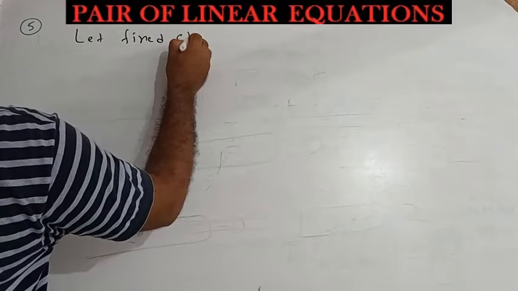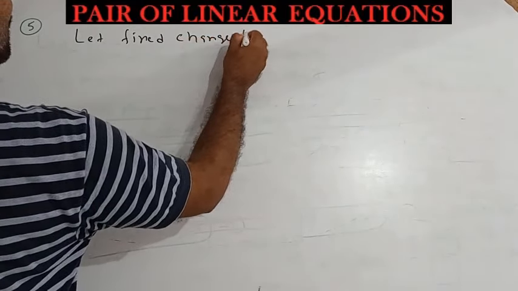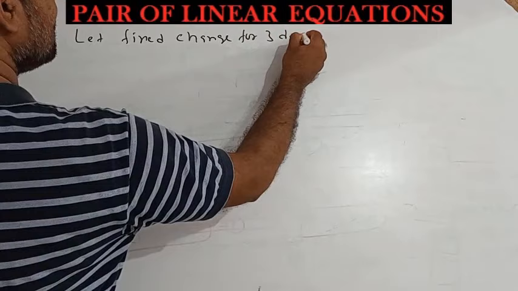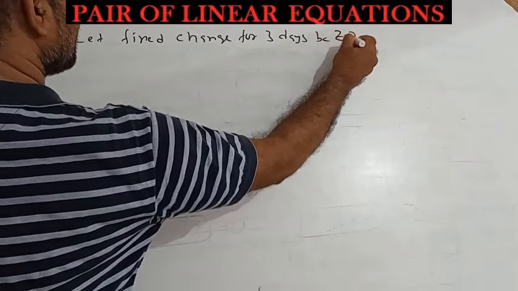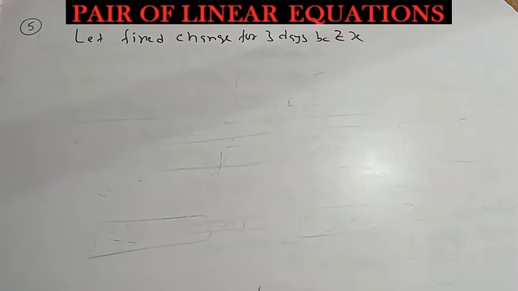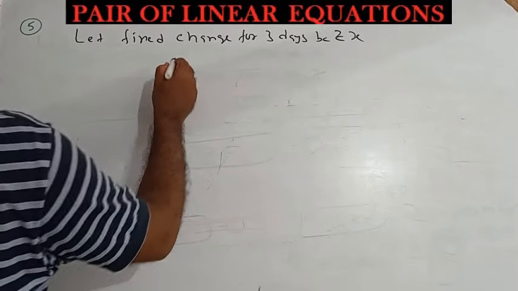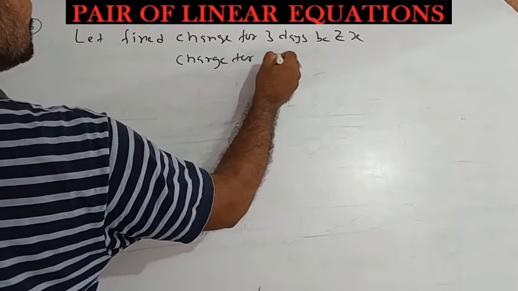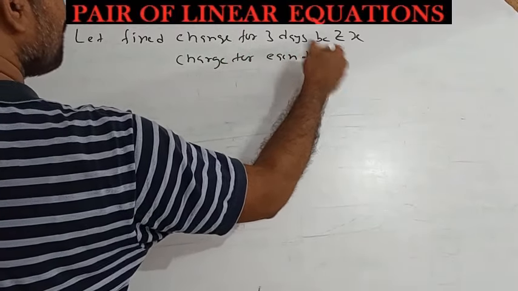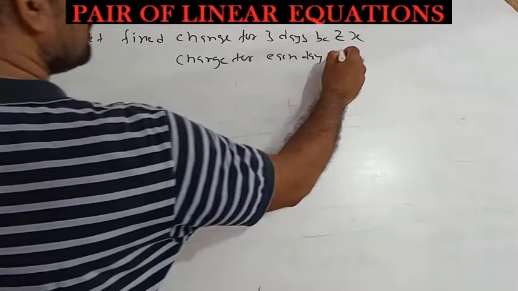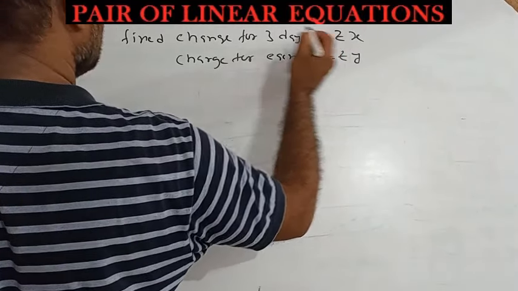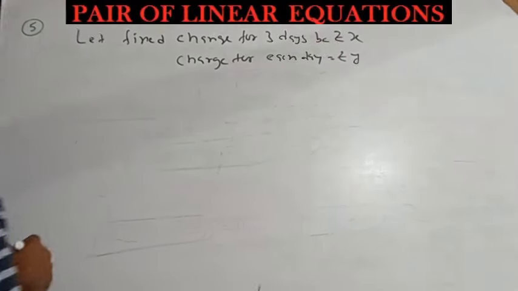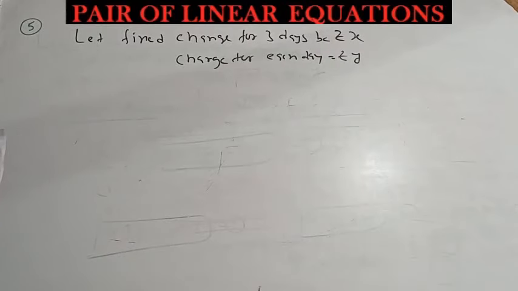Okay, let the fixed charge for 3 days be rupees x. The charge for each day, meaning each day after the third day, be rupees y. Understood? The first 3 days' charge is x rupees. After the 3 days, each day the charge is y rupees.